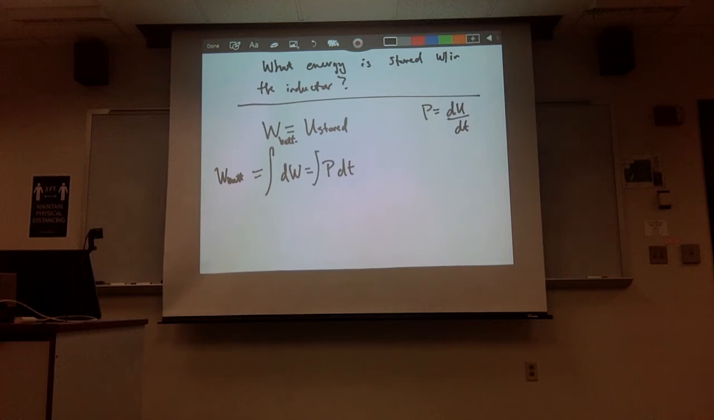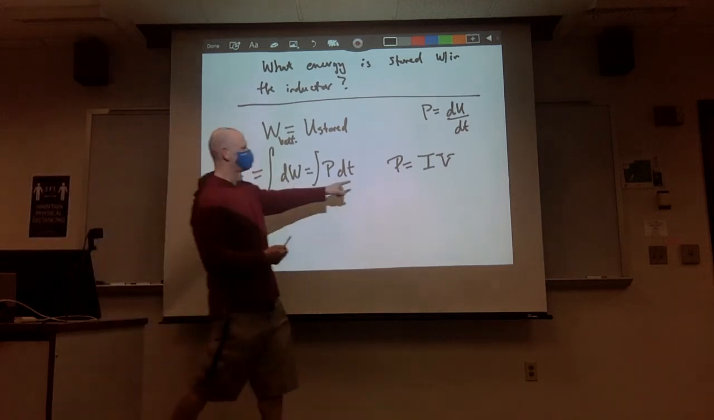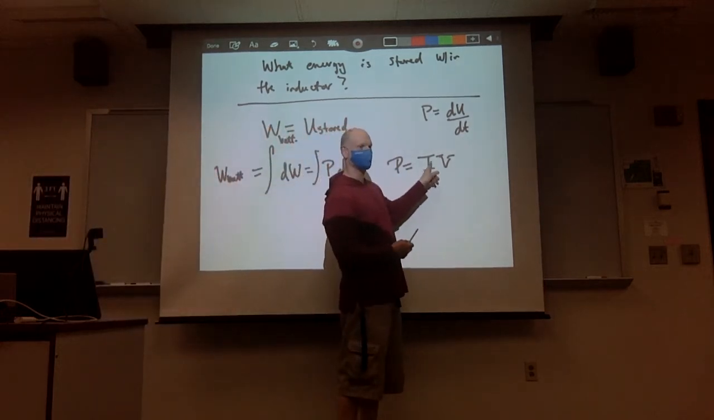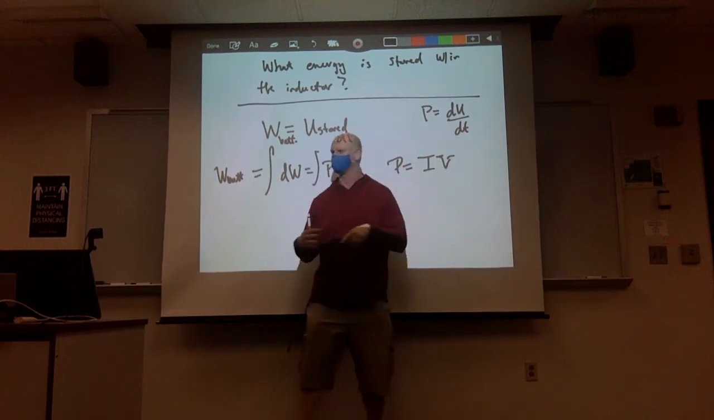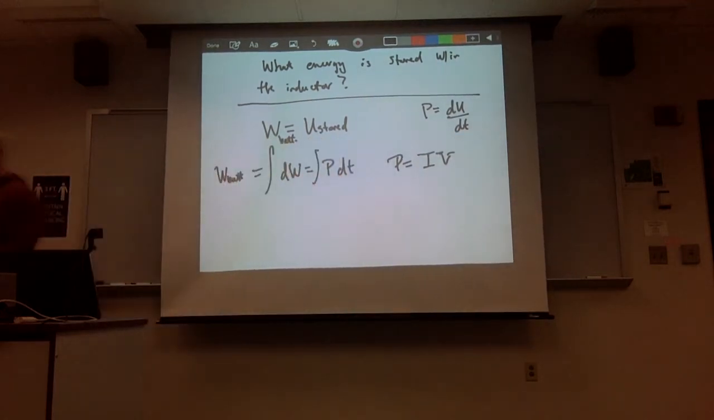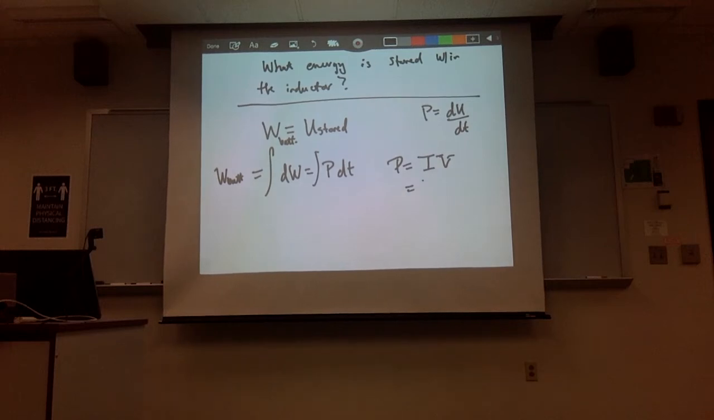What was the power being supplied by the battery? Well, we know from chapter 27 that power for any electrical element is simply equal to the current times the potential. Now, in this case, what I care about is not necessarily the potential of the battery, but the potential which it has to overcome, which is the back EMF. So this is going to be equal to the current times the back EMF, in this case the magnitude of the back EMF.